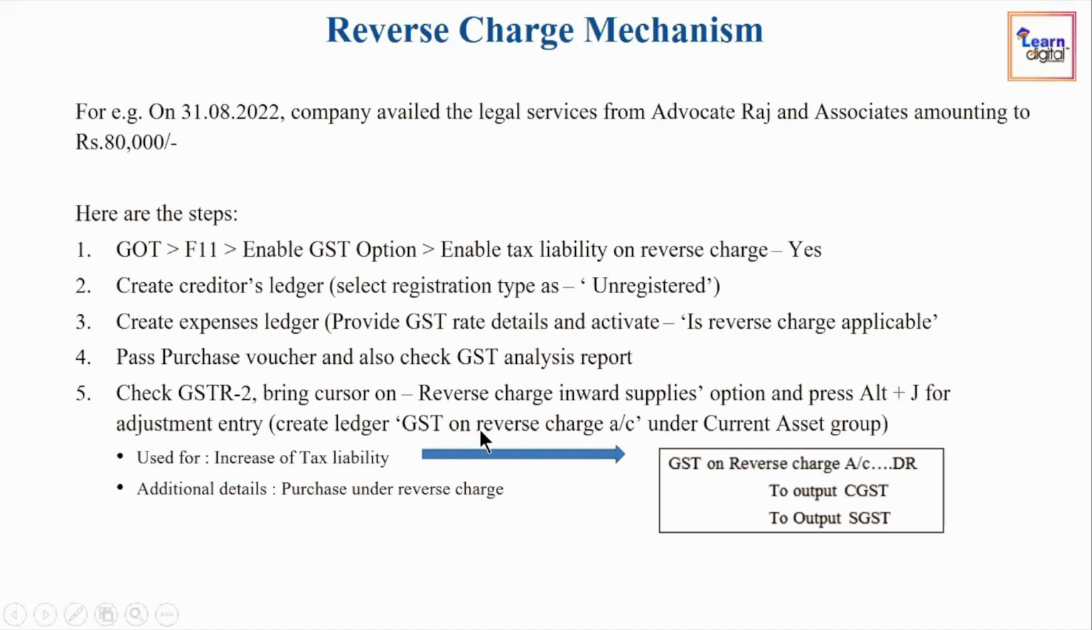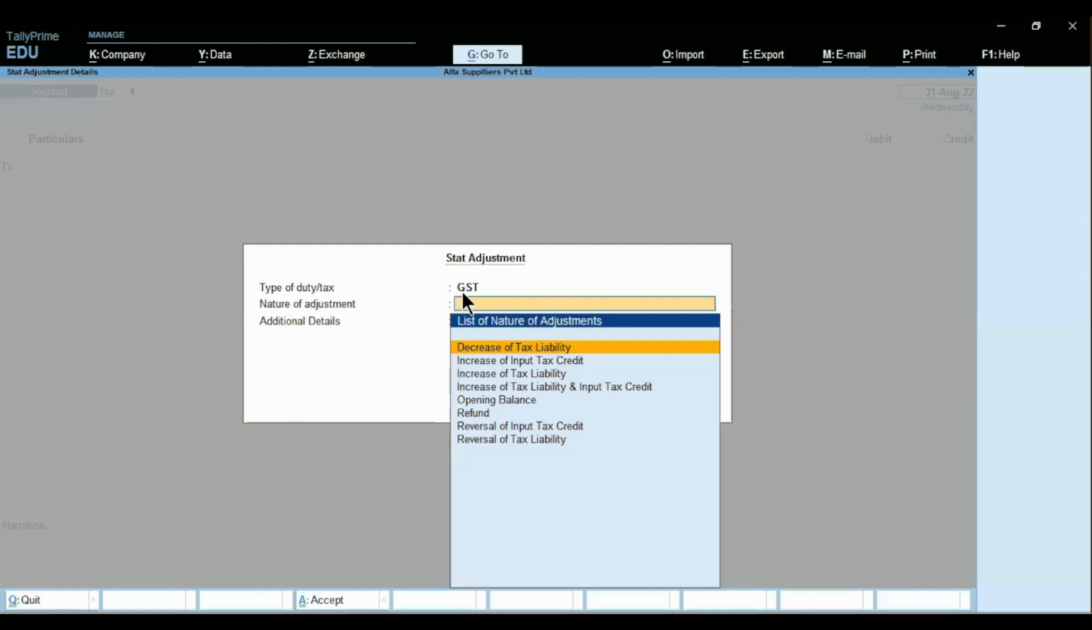Now create the ledger GST on reverse charge that we will use. This is the entry that we need to pass, that is GST on reverse charge to output CGST, output SGST. Before entering the voucher, we have to enable statutory adjustment. It is used for increasing the tax liability, and additional details is purchase under reverse charge mechanism. So the type of duty is tax, GST. Nature is to increase the tax liability, enter.